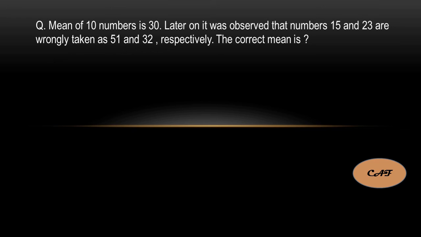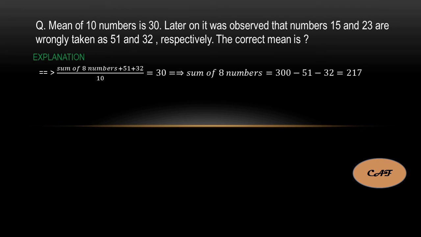Next question. Mean of 10 numbers is 30. Later on, it was observed that numbers 15 and 23 are wrongly taken as 51 and 32 respectively. The correct mean is how much? So he gave average for 10 numbers, that is 30. But after that what happened? Instead of 2 numbers, they replaced it with another numbers. So they got wrong mean. So whatever 30 they gave, that is wrong. So we have to find out what is the correct average.